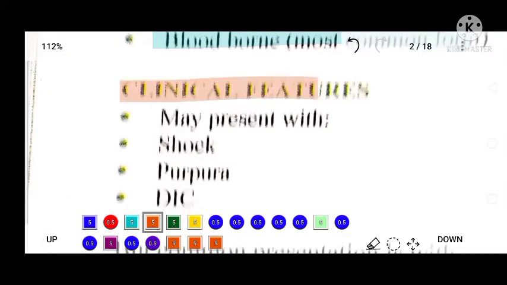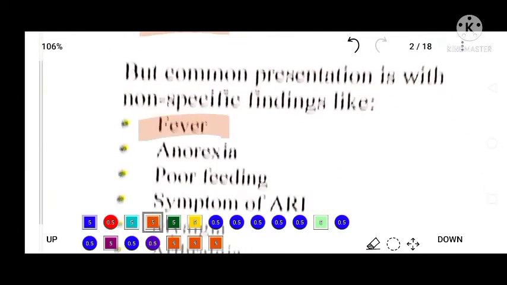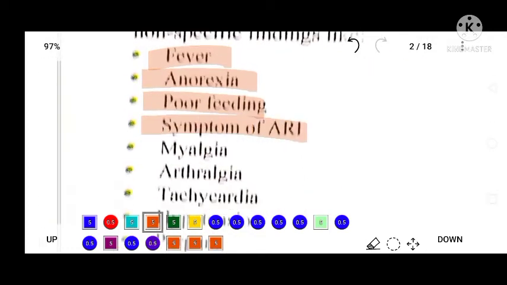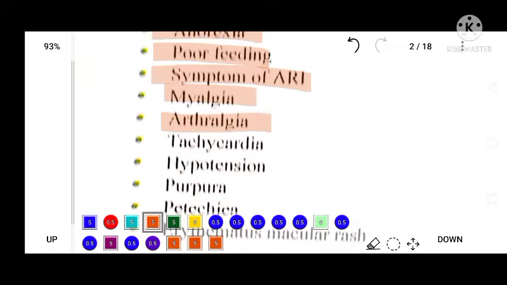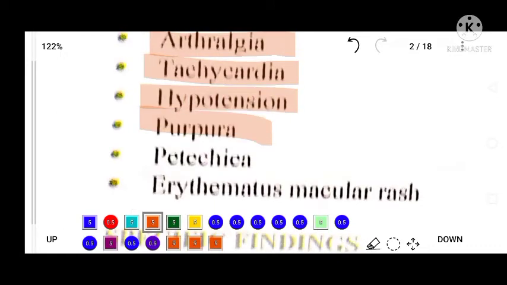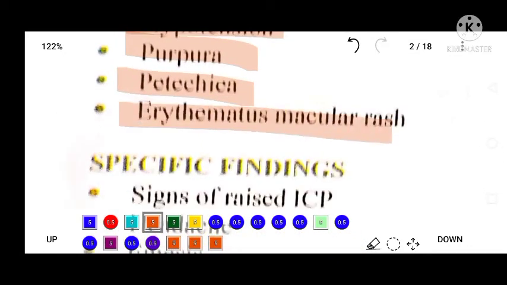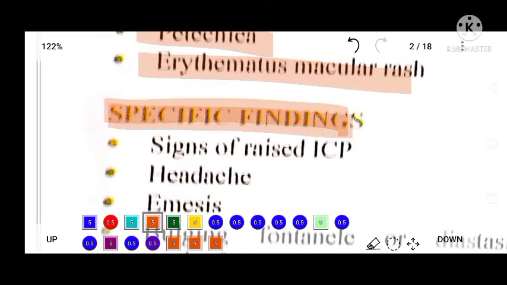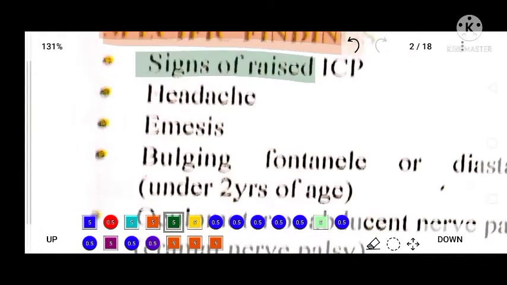So, what clinical features will be observed? Clinical features will be present with shock, purpura, DIC, fever, anorexia, poor feeding, and acute respiratory infection with myalgia, joint pain, arthralgia, muscle pain, tachycardia, hypotension, purpura, petechiae, and erythematous maculopapular rashes are present.